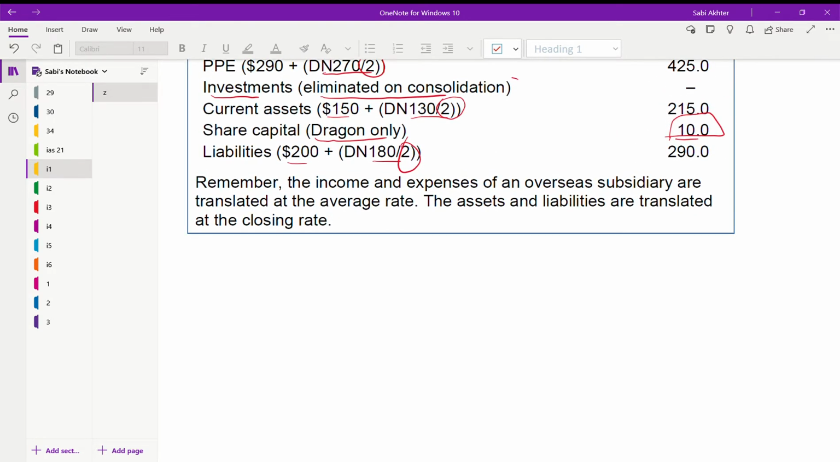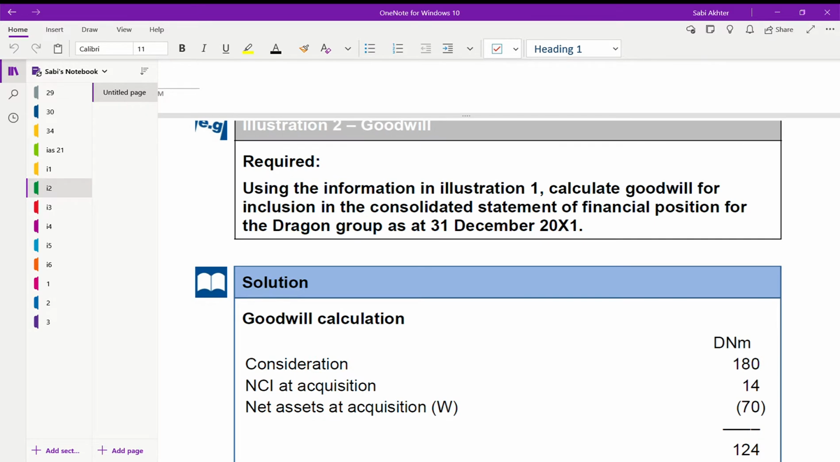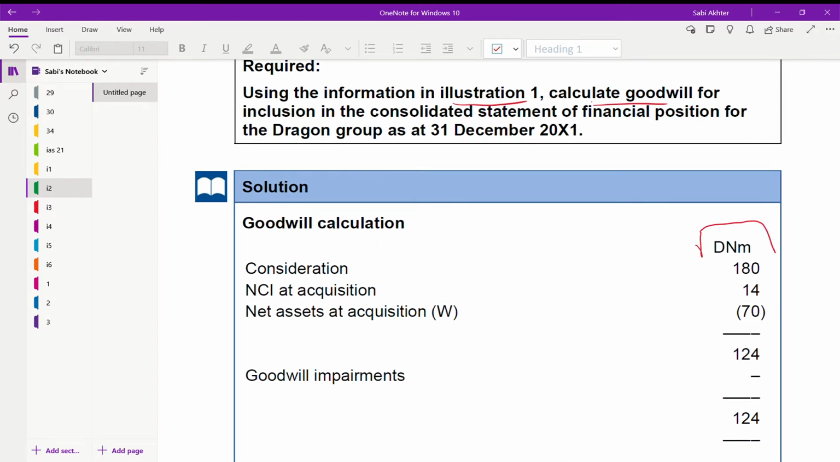Now let us go to illustration 2. You have to use the same information from illustration 1, but here you have to calculate goodwill, because earlier we didn't calculate goodwill. That is just for the simplicity and for your understanding of the basics. That's why they didn't include goodwill there. But you have to calculate goodwill because it's a subsidiary. So how do you calculate goodwill? You have to calculate in this currency, not in dollar. Later you have to convert into dollar.